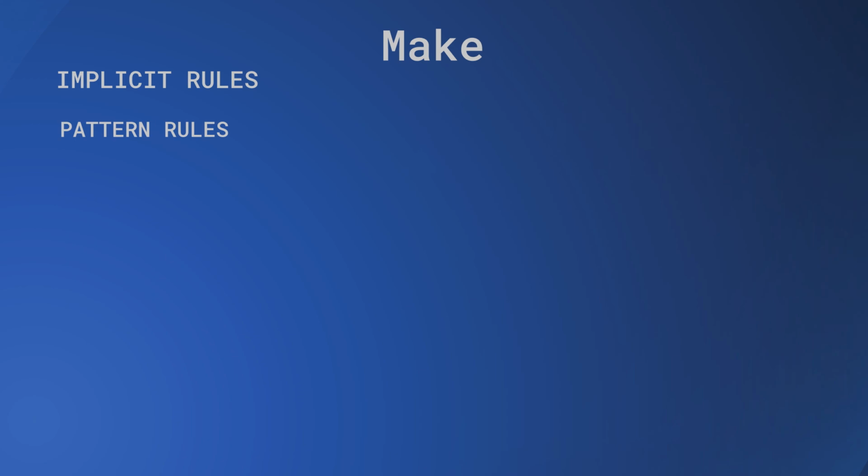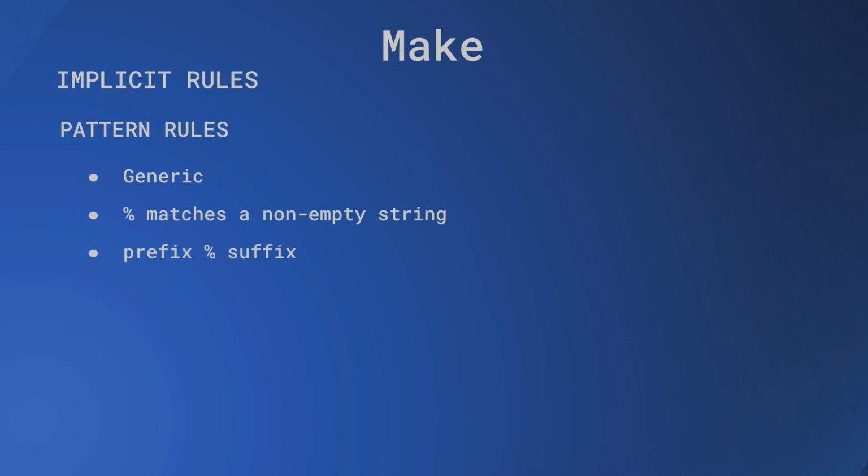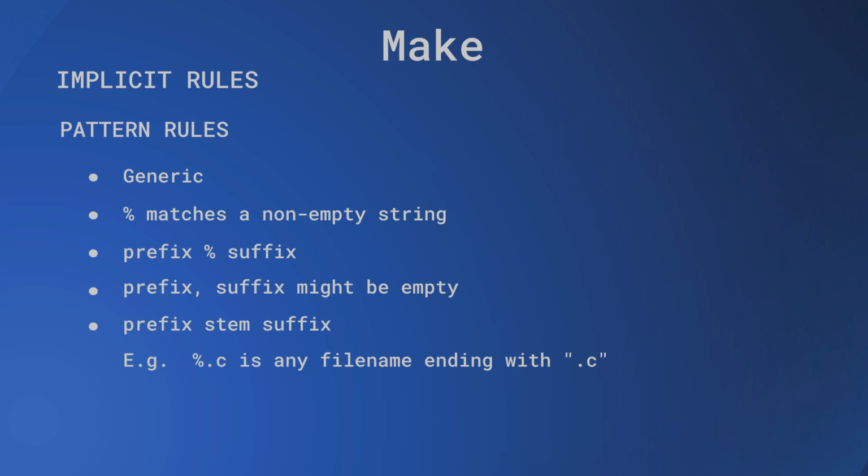Suppose you wish to write a general rule to compile any .c file into a .o object file. We can do that using a pattern rule. A pattern rule contains a single percentage character that matches any non-empty string. Any other character matches itself. So in a pattern, you have a prefix, percentage, and a suffix. Both or either of prefix and suffix might be empty. There is no overlap, it's prefix, percentage, suffix. The text between prefix and suffix is called the stem. So a pattern %.c matches any file name ending with .c and %.o matches any file name ending with .o. So a line like %.o colon %.c tells about a rule to make an object file from a .c file.